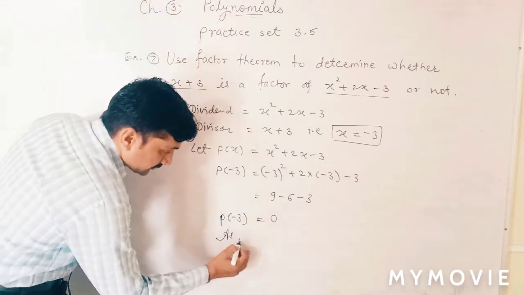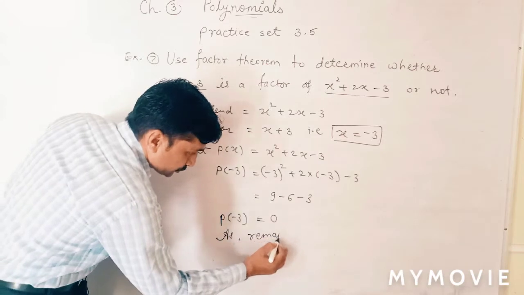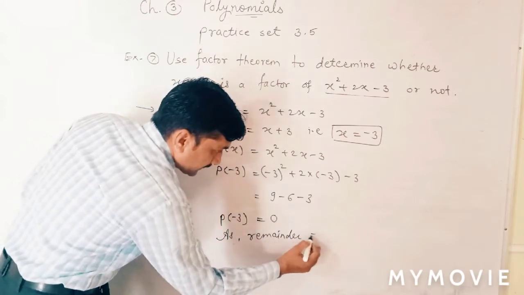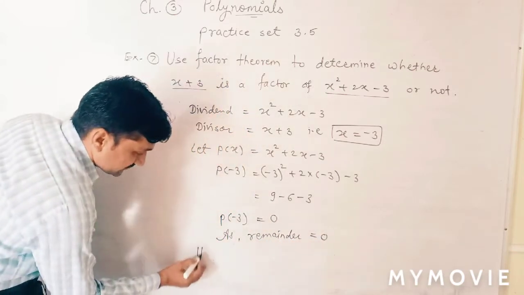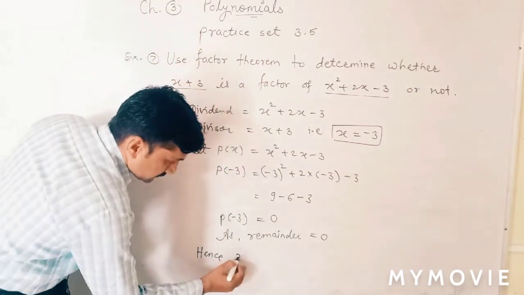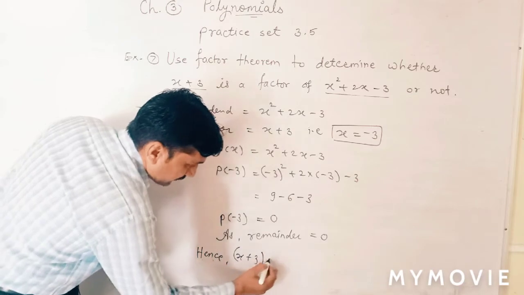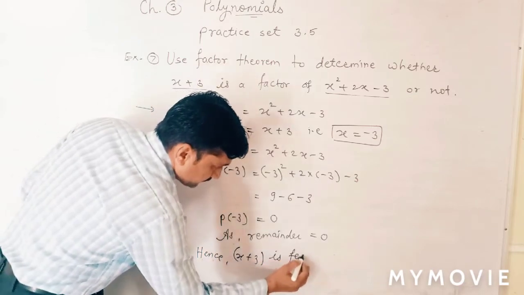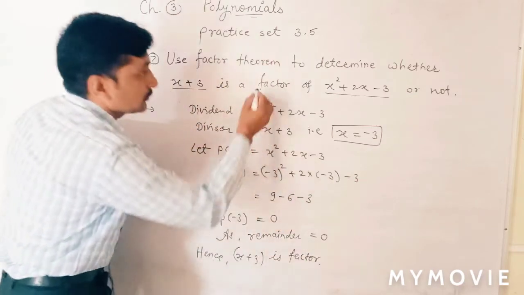As the remainder is equal to 0, therefore we can say that x plus 3 is a factor of this polynomial.